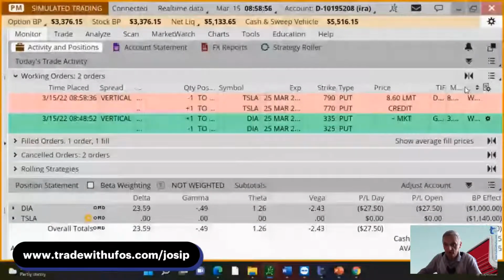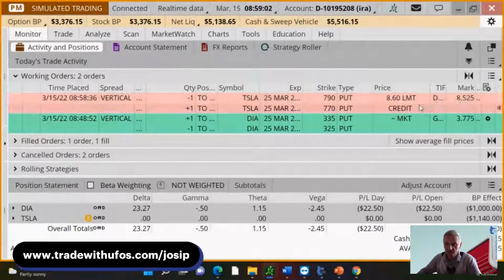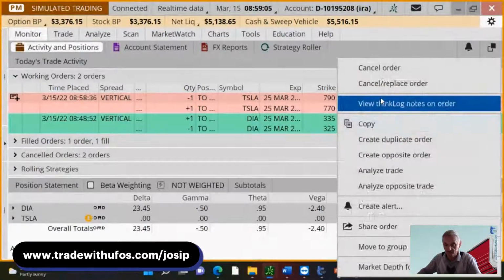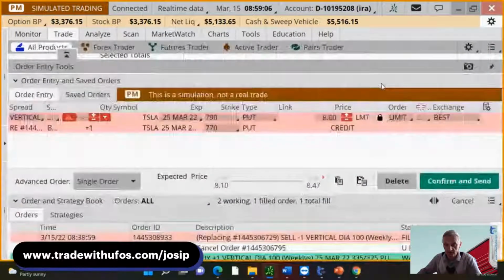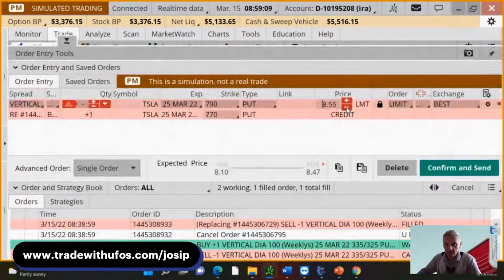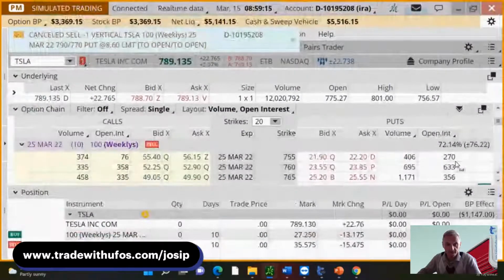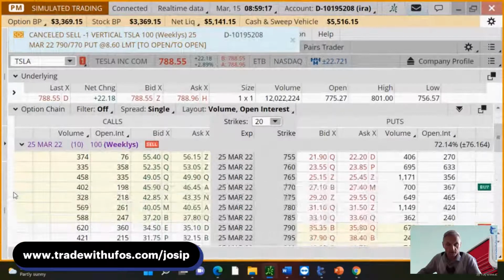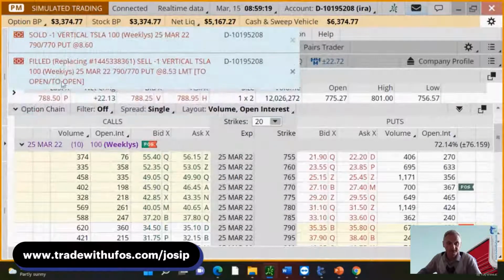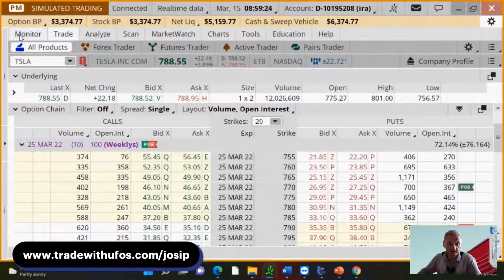I'm going to just show you what the current market is on it. Let me enlarge this so you guys can see it. The current market is at 853. Cancel and replace. Let's bring it down to 853. Let's see if we get filled. 853. I got the price improvement. I love that. I was willing to take 853.